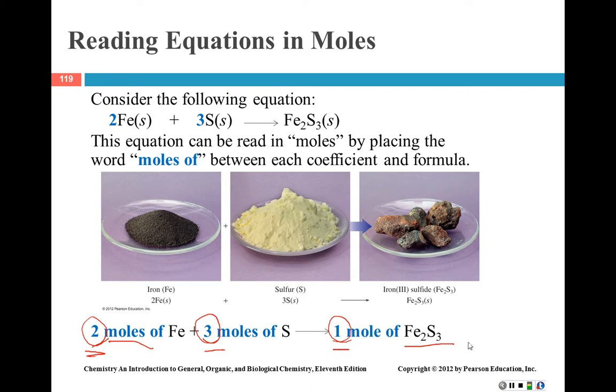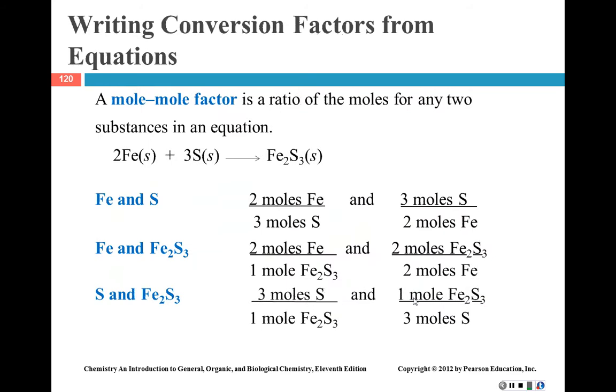But the theoretical yield is calculated from 2 moles and 3 moles giving you 1 mole. So a 2 to 3 to 1 molar ratio. Because of that, it gives us this mole-mole factor, this ratio of how many moles of iron to how many moles of sulfur, becomes a conversion. 2 moles of iron for every 3 moles of sulfur, 2 moles of iron for every 1 mole of Fe2S3, and 3 moles of sulfur for every mole of Fe2S3.